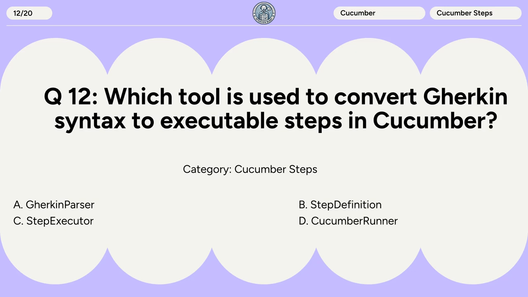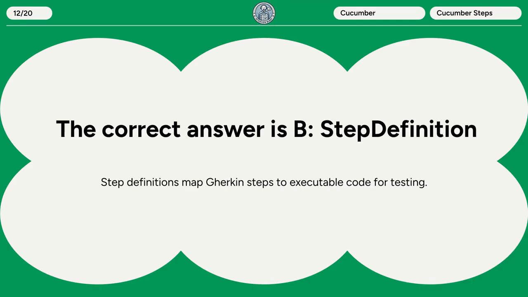Question 12. Which tool is used to convert Gherkin syntax to executable steps in Cucumber? A. Gherkin parser. B. Step definition. C. Step executor. D. Cucumber runner. The correct answer is B. Step definition. Step definitions map Gherkin steps to executable code for testing.